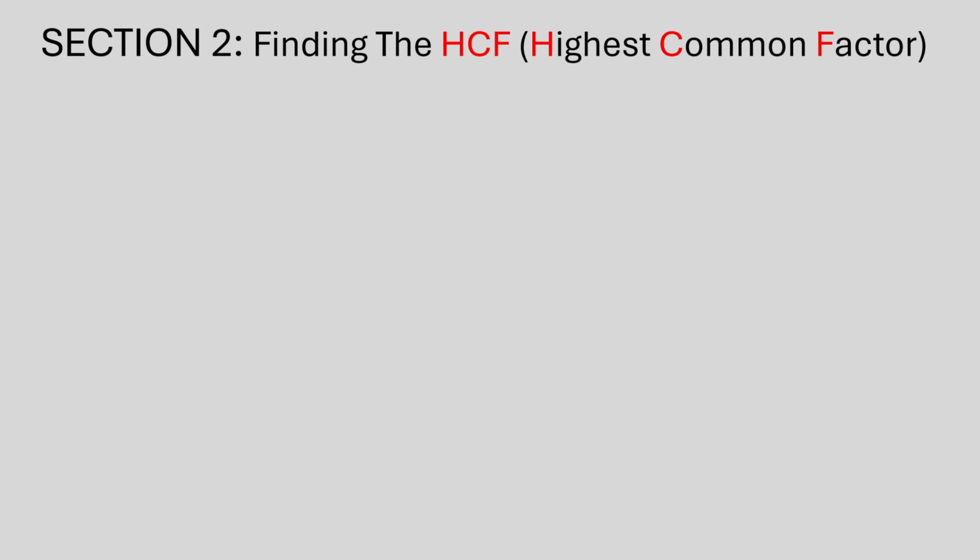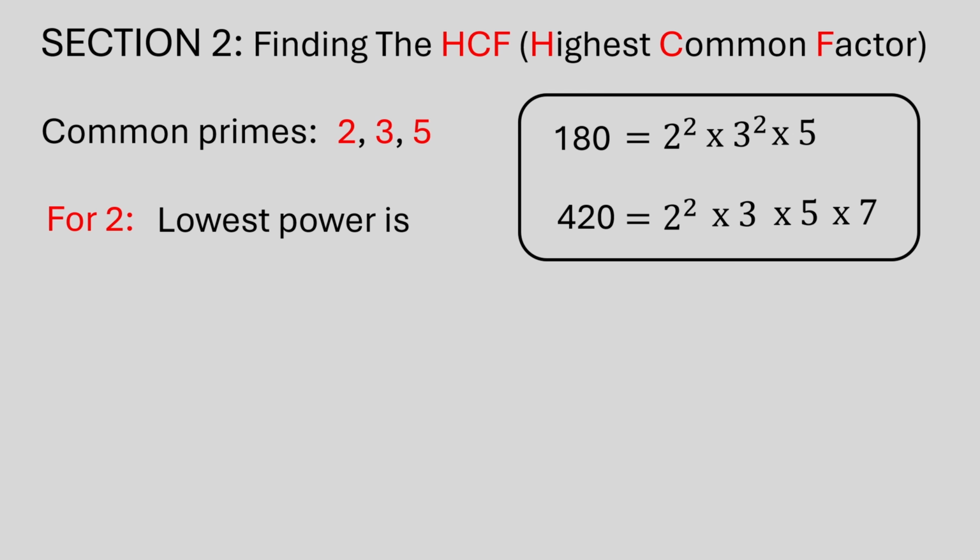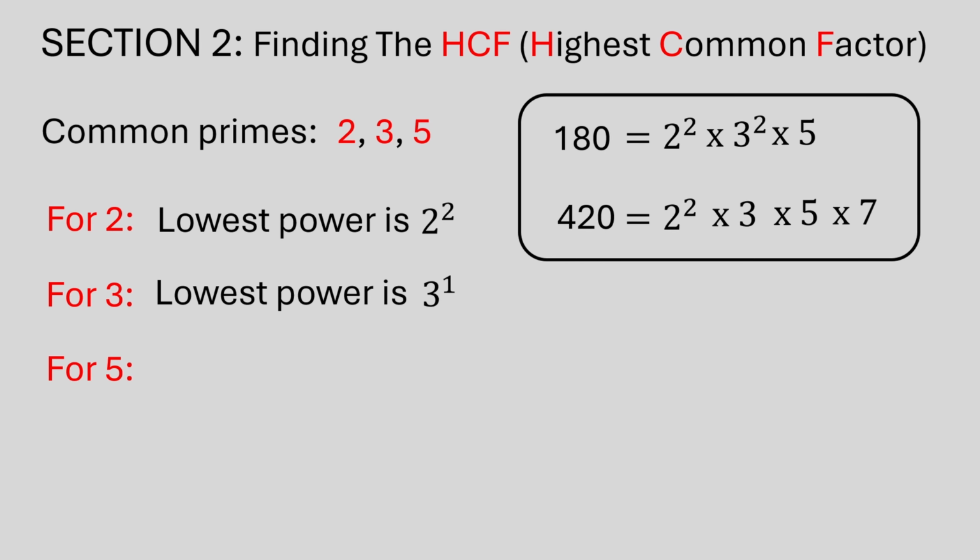Section 2. Finding the HCF, highest common factor. To find the HCF, we take the lowest powers of the prime factors common to both numbers. Common primes 2, 3, 5. For 2, lowest power is 2 to the power of 2. For 3, lowest power is 3 to the power of 1. For 5, lowest power is 5 to the power of 1.